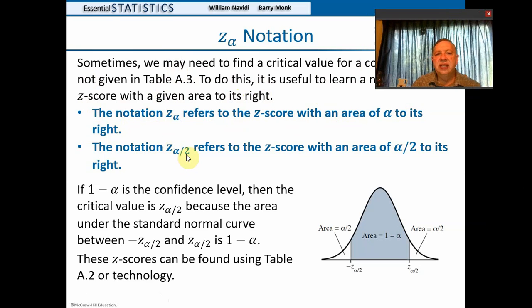The notation Z alpha over 2 refers to the Z-score with an area of alpha over 2 to its right. So these are the positive versions, the area to the right. This is very symmetric. If you had the very same area to the left, it would be a negative value here.